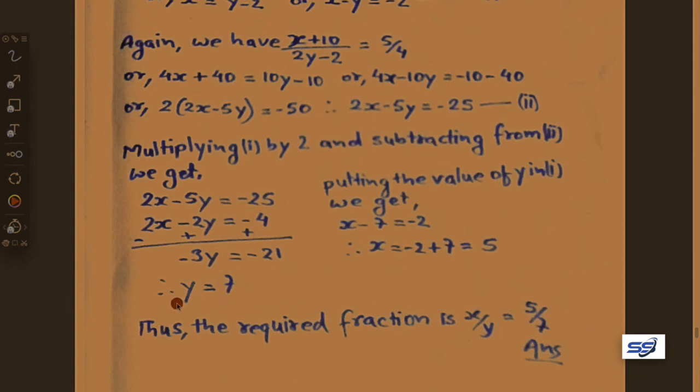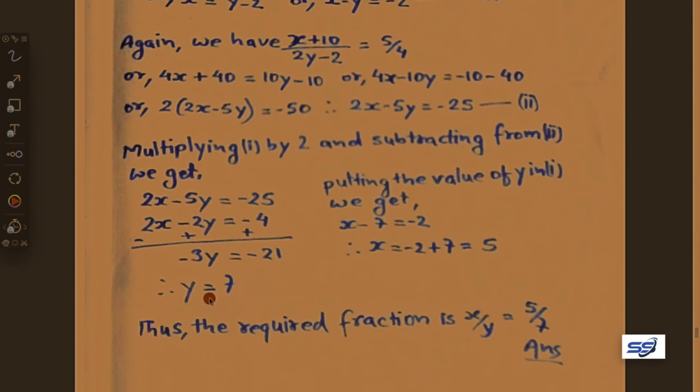Now we have got the value of y. Getting the value of y equal to 7, we will easily get the value of x. To get the value of x, we shall put the value of y in equation 1. Or we can also put the value of y in equation 2. But it will be simple by putting the value of y in equation 1. x minus 7 equal to minus 2. Therefore, x equal to minus 2 plus 7 equal to 5. Therefore, our x equals 5 and y equals 7.